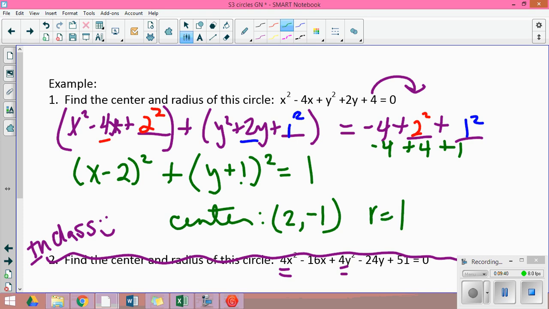So that is completing the square. If you do it in that systematic way, I think you'll find that it's a pretty doable process, even though it looks kind of big and scary.